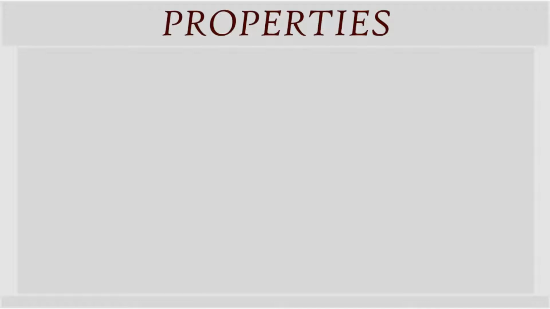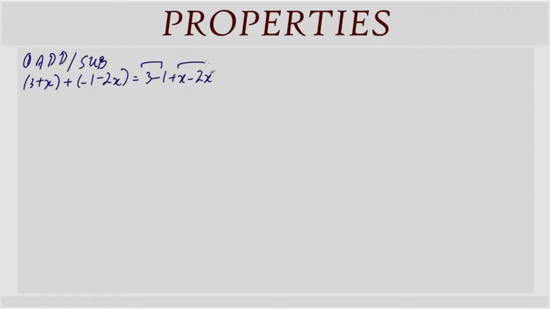I'm going to talk about the operations on complex numbers now. So for addition and subtraction, it behaves the same as you would for algebra. So for example, let's say 3 plus x plus negative 1 minus 2x, you would get 3 minus 1 plus x minus 2x. You would put all the real numbers on one side and all the x terms on another side. So this is equal to 2 minus x, for example. Right, so the same for complex numbers.